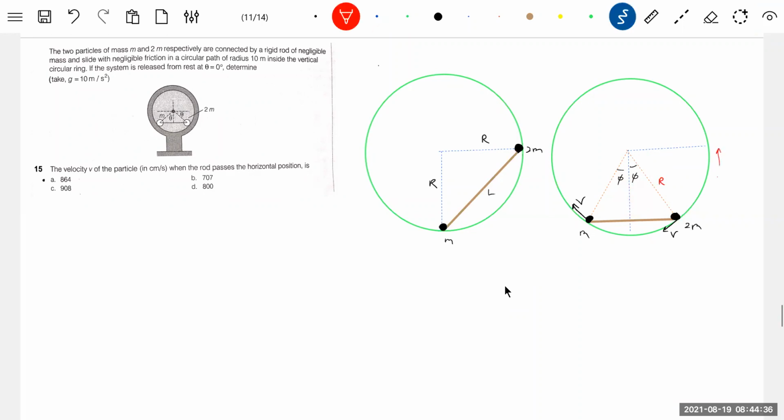So what is this height now? r cos phi. Then the other has ascended a height. How much? r minus r cos phi. Call it h. So what is h? h should be equal to r minus r cos phi.